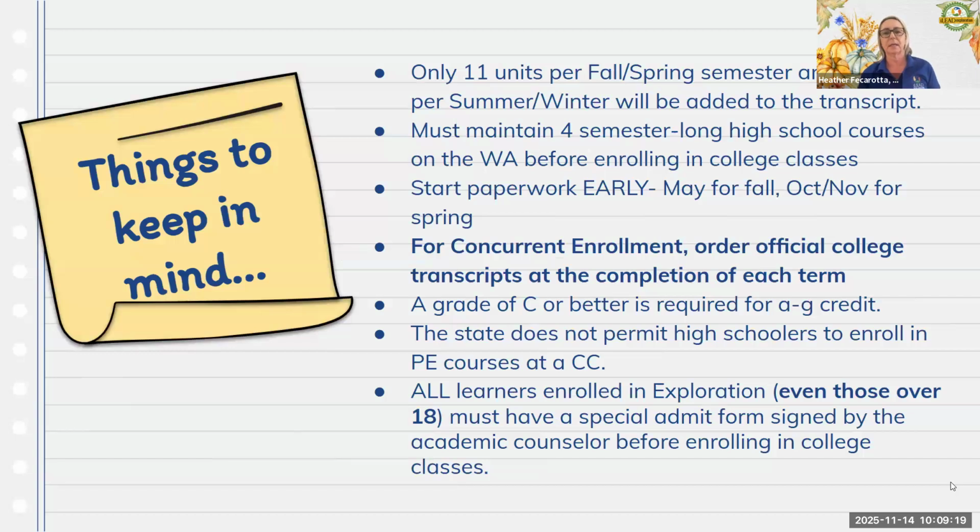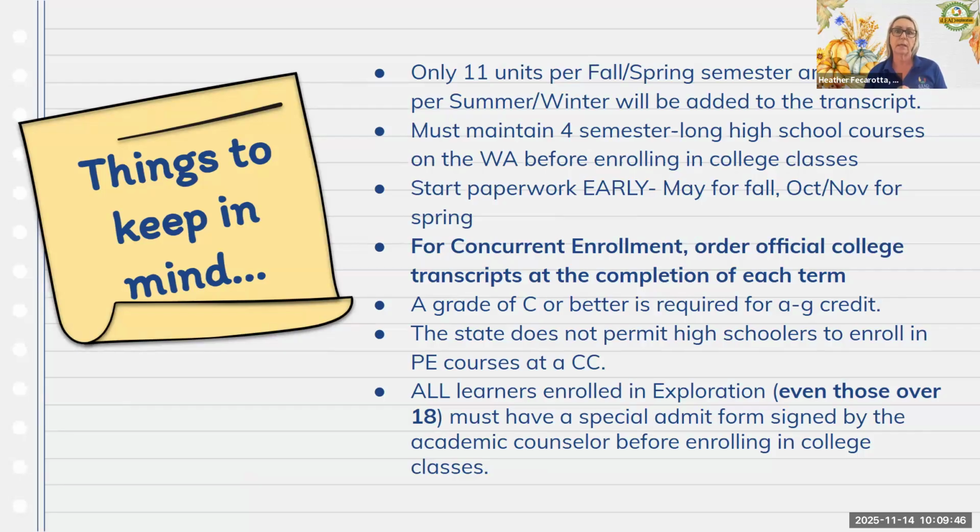So here's some things to keep in mind. Only 11 units are allowed in the fall and the spring semesters, and 5 in the summer and the winter sessions. Those are what we will be adding to your high school transcript. Now, what does that mean? We've had some creativity with some of our learners and somehow taking more than that, but that's all we're going to put on your high school transcript. So keep that in mind.